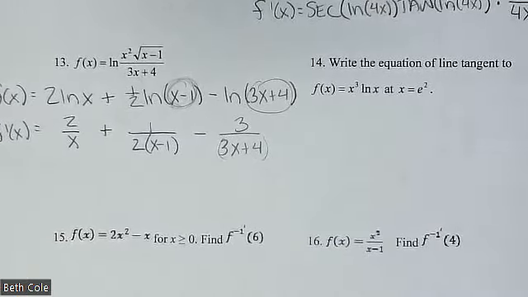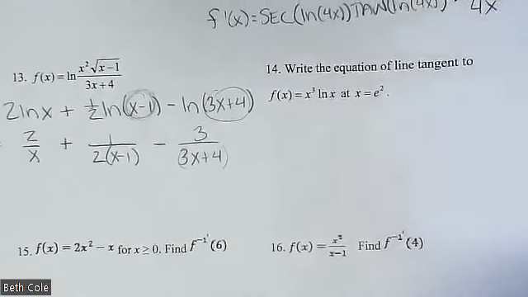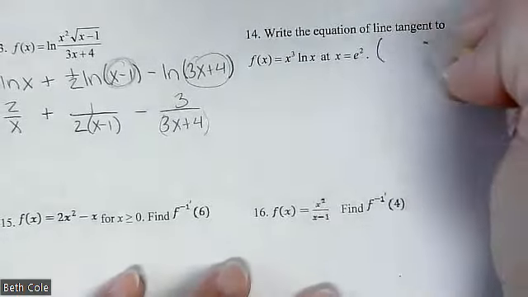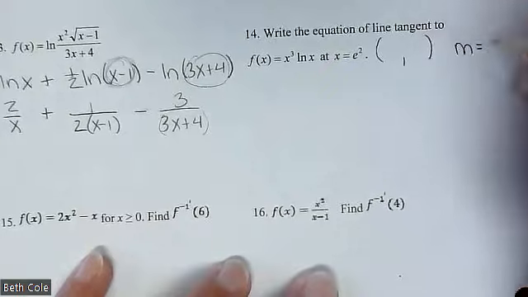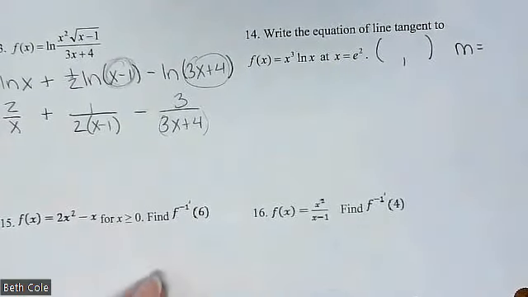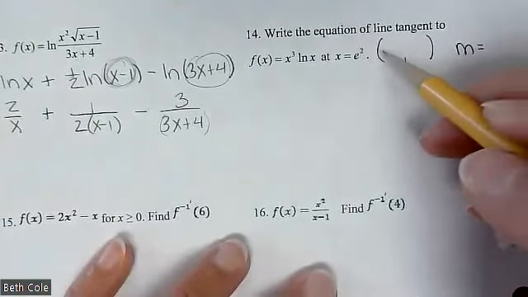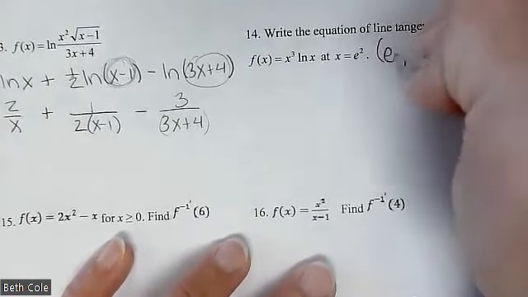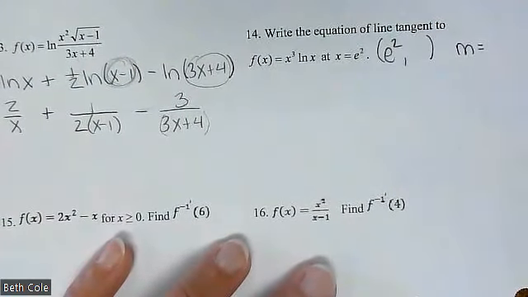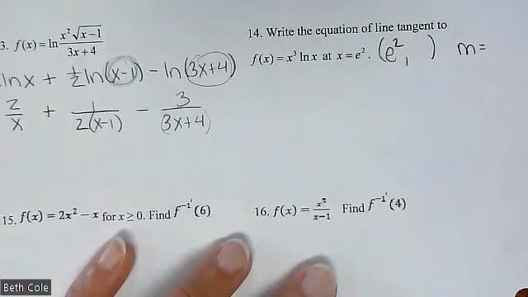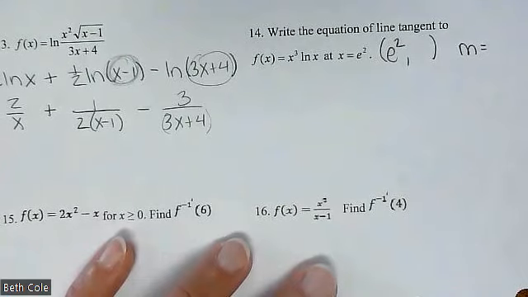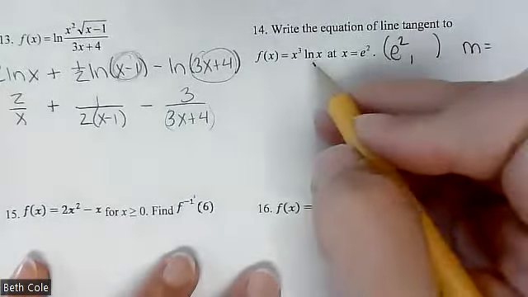All right. What is 14 asking for? Equation. So you need a point and a slope. What's the x part of your point? e squared, which don't discriminate. That's a number. It's 2.718 squared, whatever that is. Okay. We're going to plug that in.